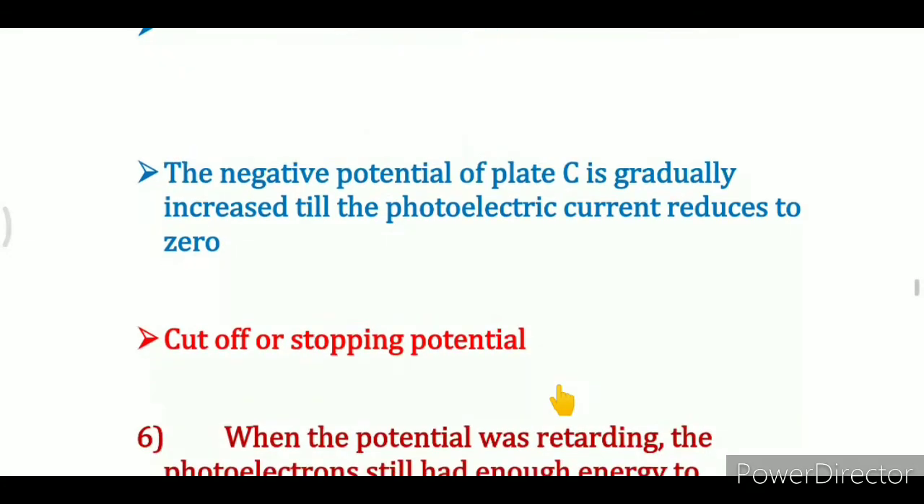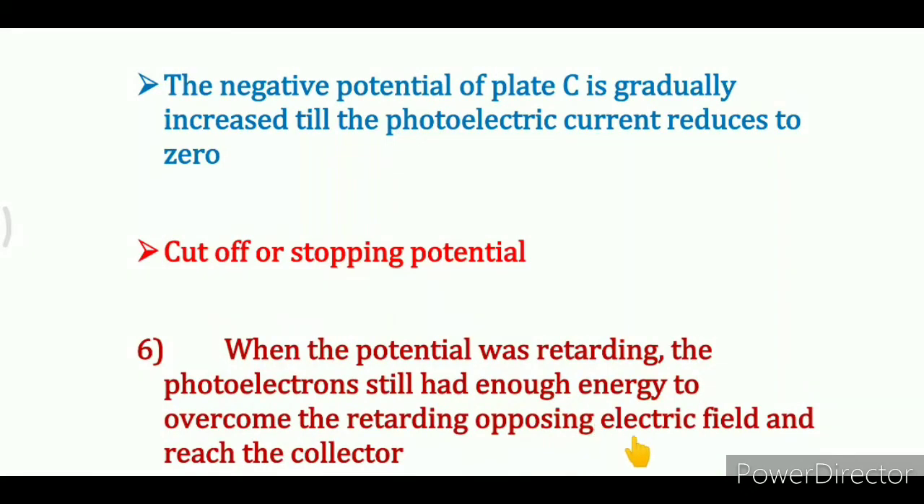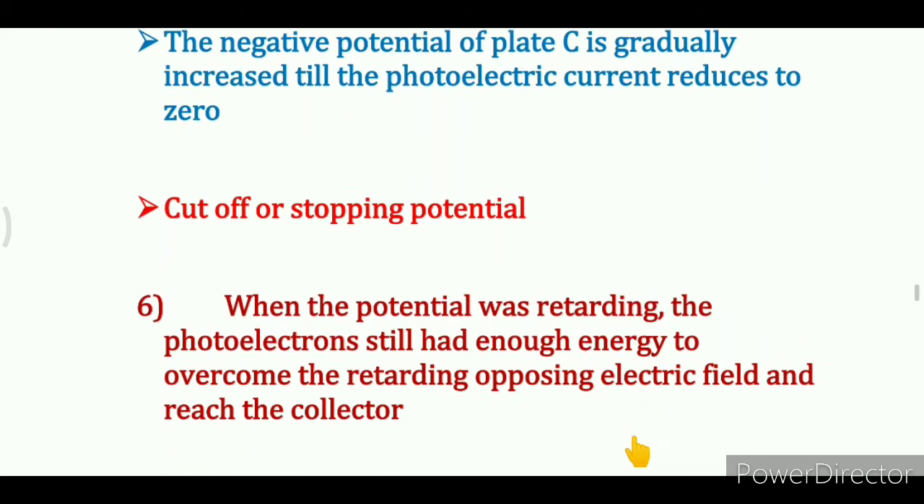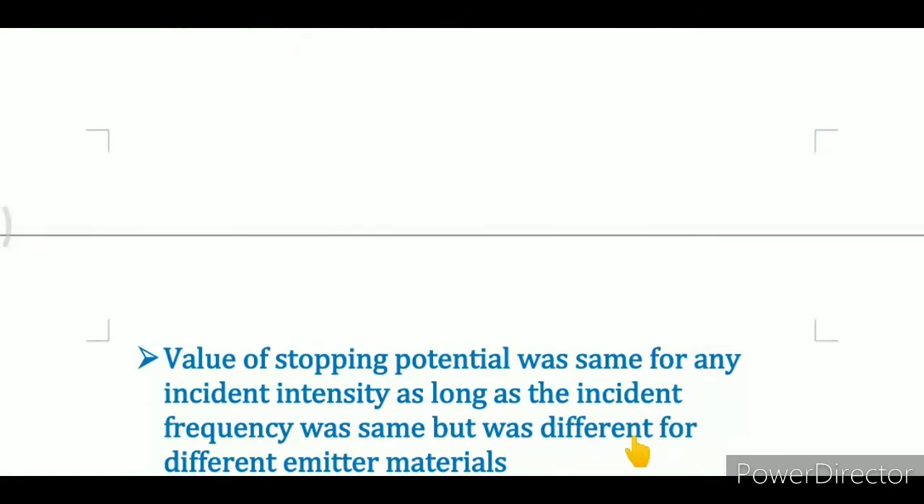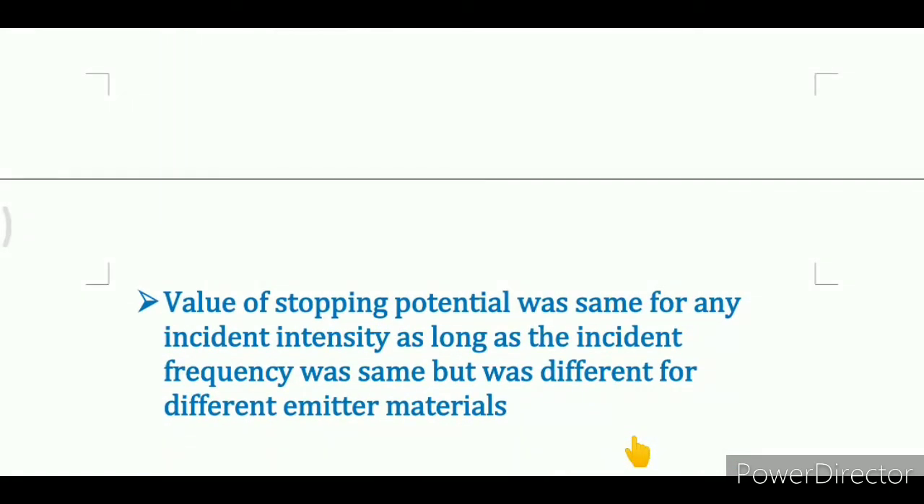And it indicated that when the potential was retarding, the photoelectrons still had enough energy to overcome the retarding or opposing electric field and reach the collector plate. Okay, and because of that, the value of the stopping potential was the same for any incident intensity as long as the incident frequency was the same, but it was different for different emitter materials.